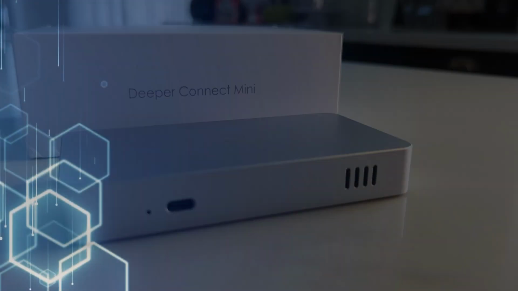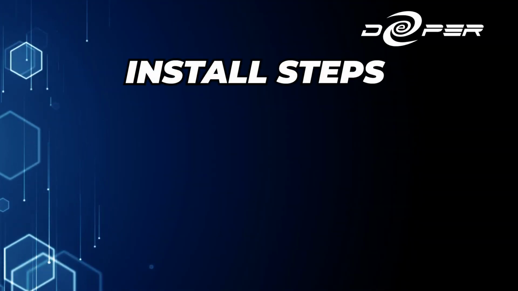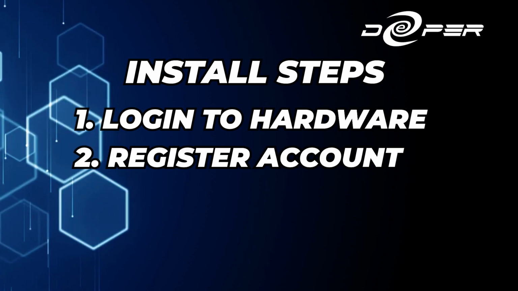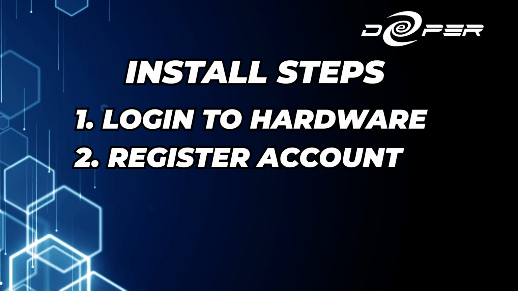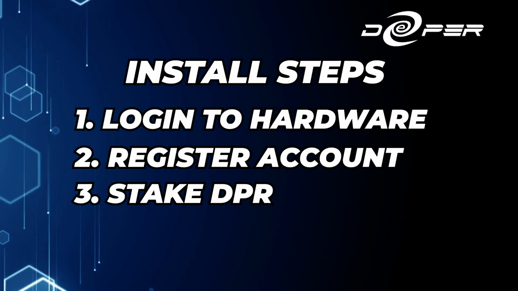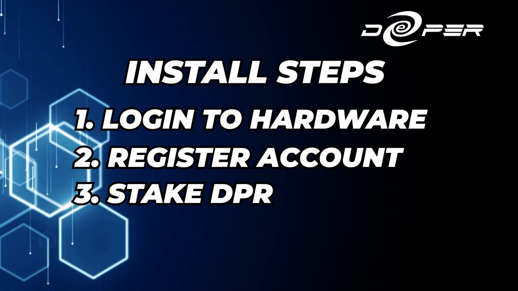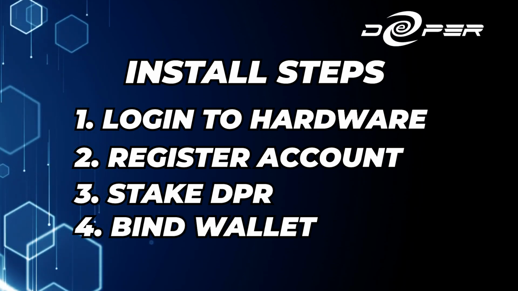So I broke this down into four steps. I hope I made it easy to follow. The first one is to log into your device. Then we're going to register it on the network. Once we're logged in and registered, we're going to be staking DPR onto it so we can start mining. And the fourth step is to bind your wallet and start mining.